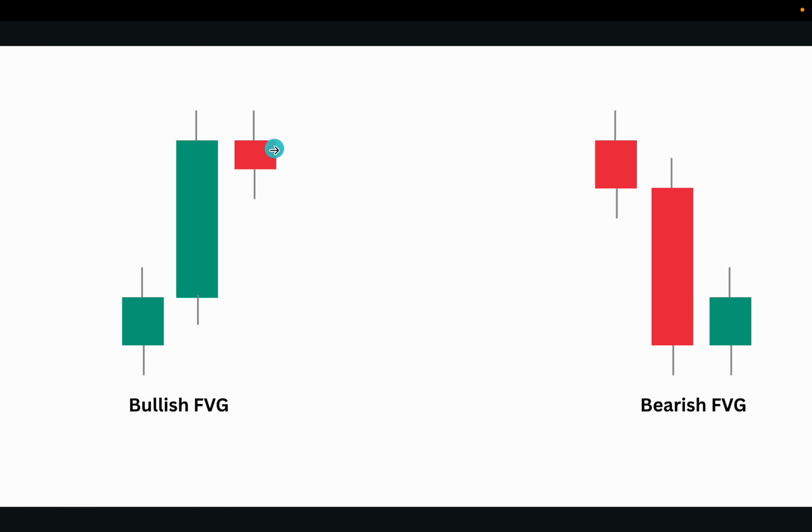Now based on the third candle, whether it is an expansion or a consolidation, we have two types of fair value gaps that we'll see in the next chapter. So here, because of the momentum in price, there is a gap between the first candle's high and the third candle's low.